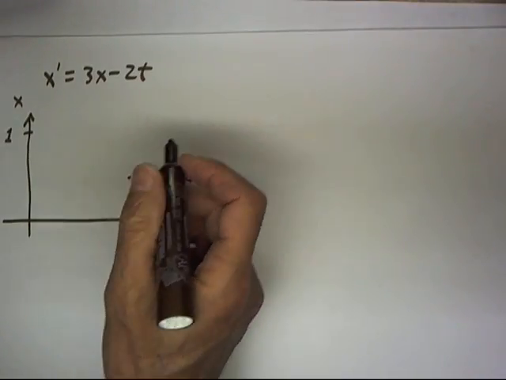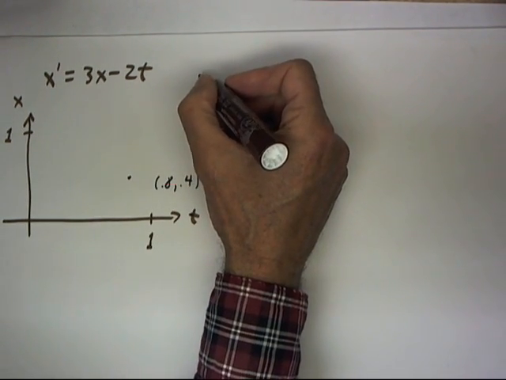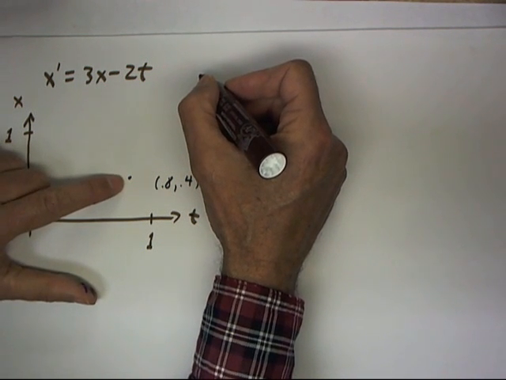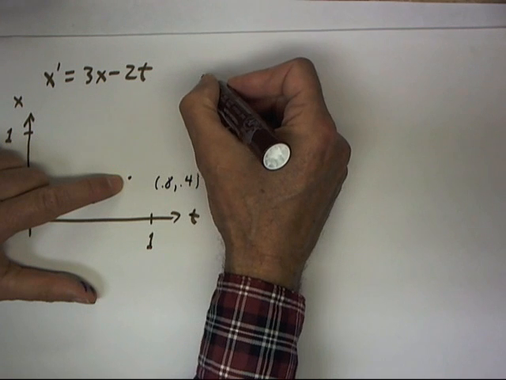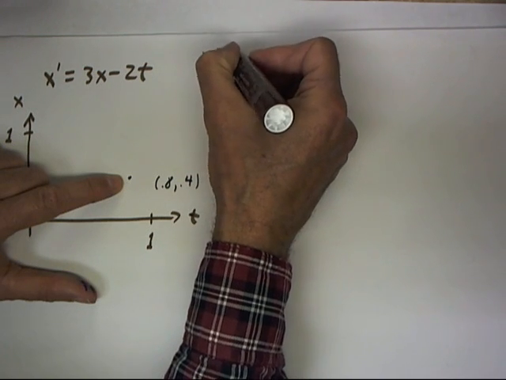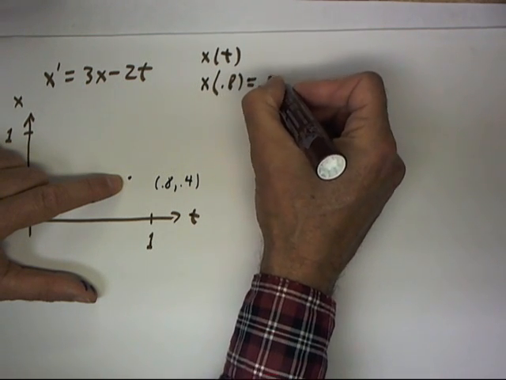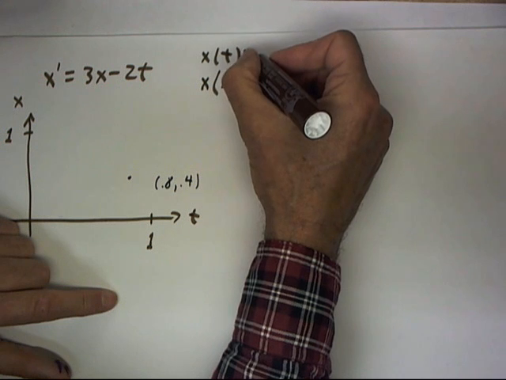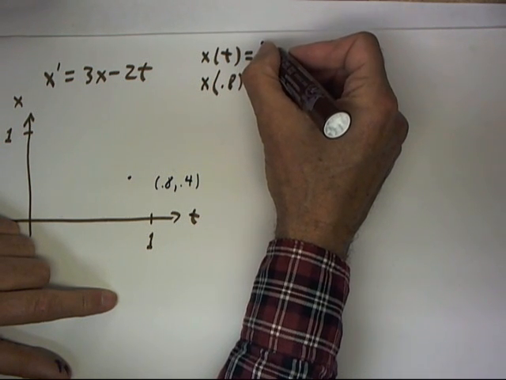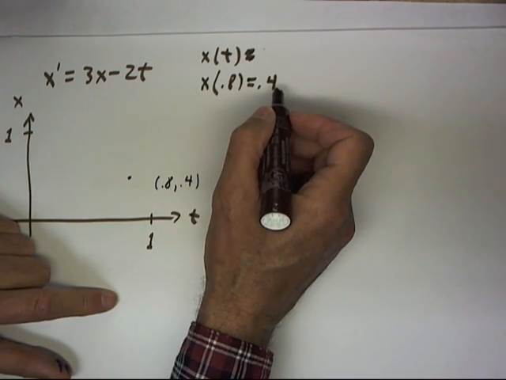If we start from the point t equals 0.8, x equals 0.4, where will our solution curve lead us? Well, we can make a pretty good guess as to where that will be. So if we start at the point 0.8, 0.4, what we're saying is that our solution function is going to be x of t, and that x of 0.8 has to equal 0.4.